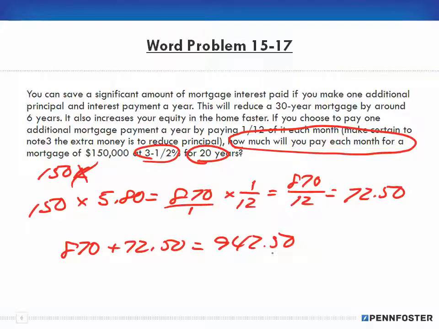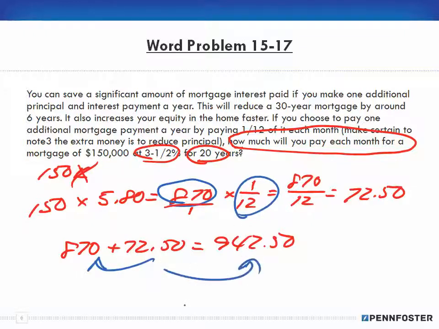So we had to figure out how much our monthly payment was, which we figured out to be 870, and then we had to take 1/12 of it and add it to the 870 in order to know how much we're going to pay each month. Okay, with that said and done, if you didn't understand that, again, telephone or contact an instructor, and we will move on to the summary practice test.